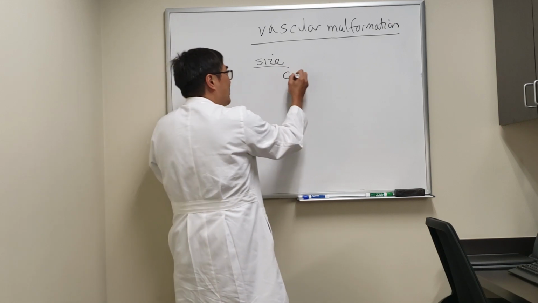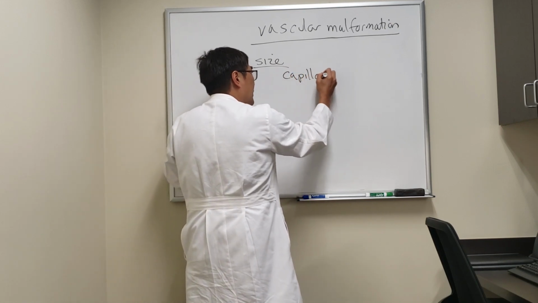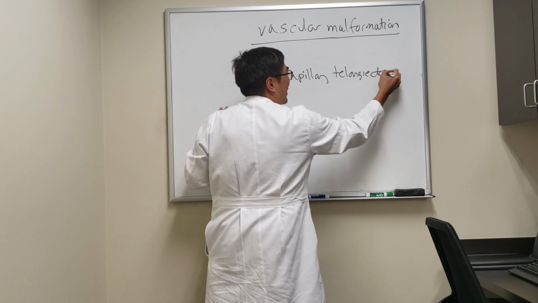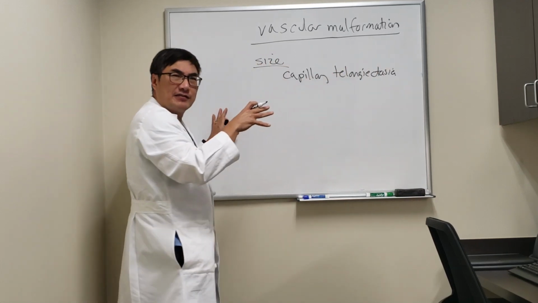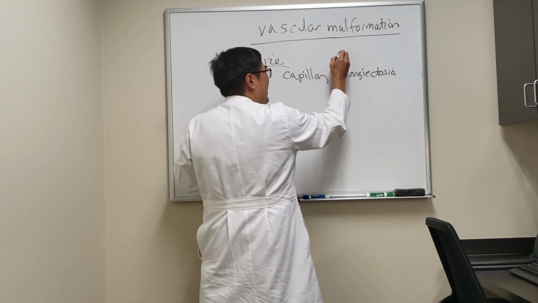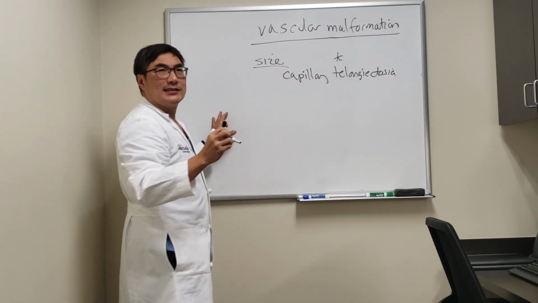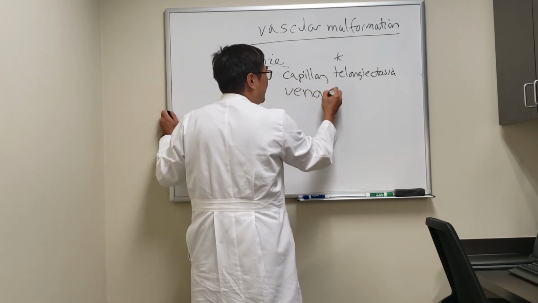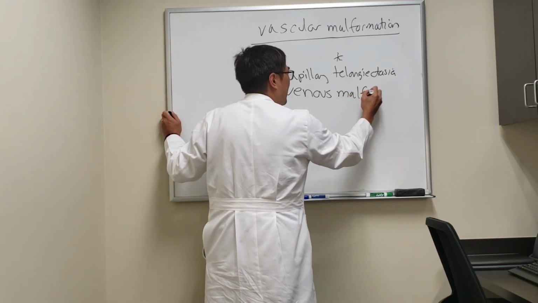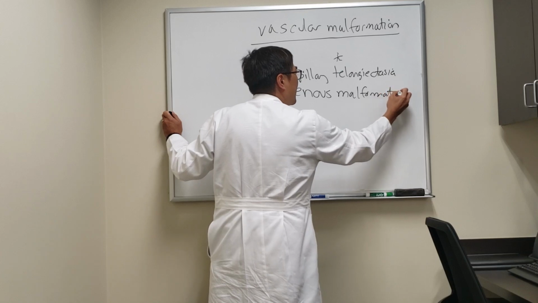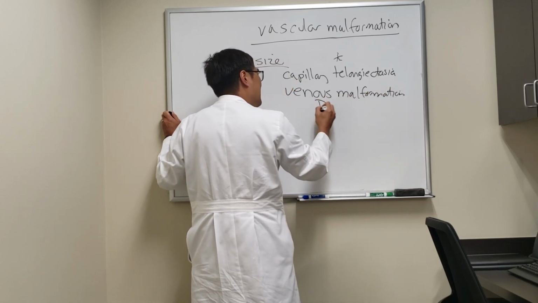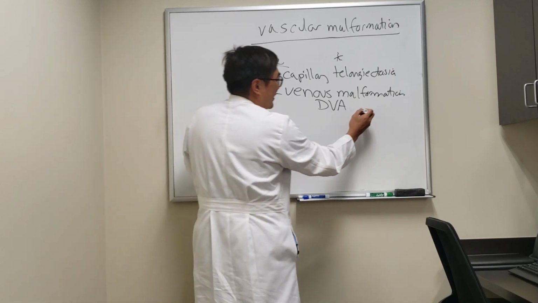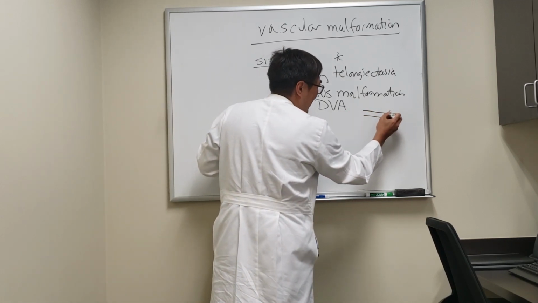So if it's a capillary problem, that is a telangiectasia. So a dilated capillary, but it's normal in its configuration. It's just not doing anything. It looks like this little squiggly line here. Then you've got the venous version of it, which is a venous malformation. And the venous malformation in the head we call a DVA, a developmental venous anomaly. It looks like this, a big vein and maybe a little twig, something like that.